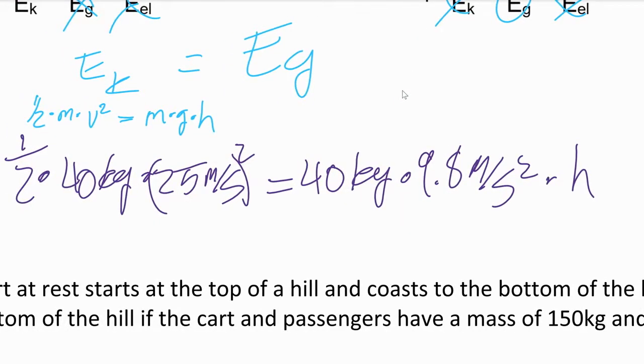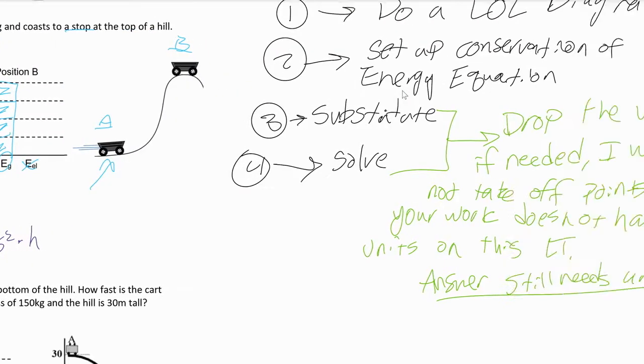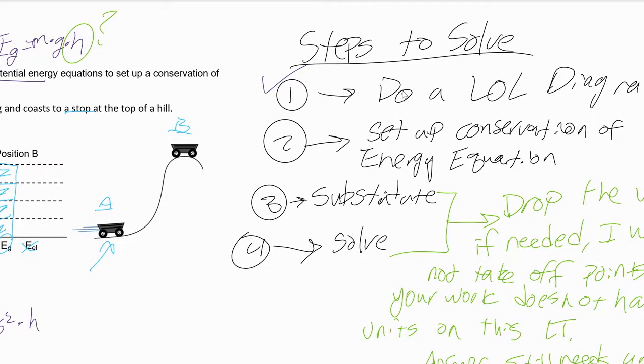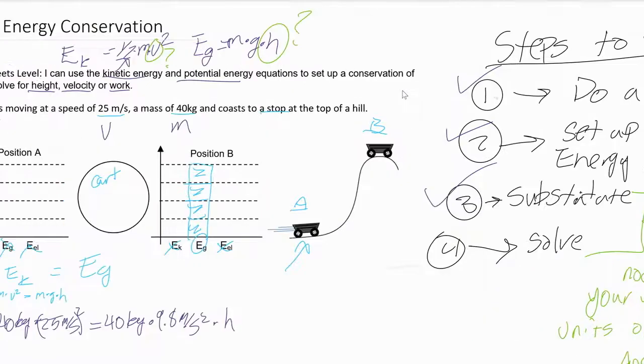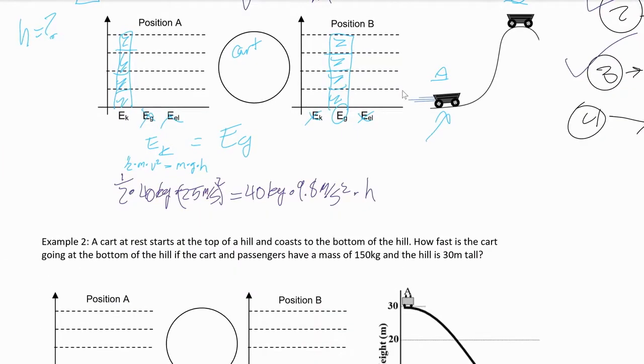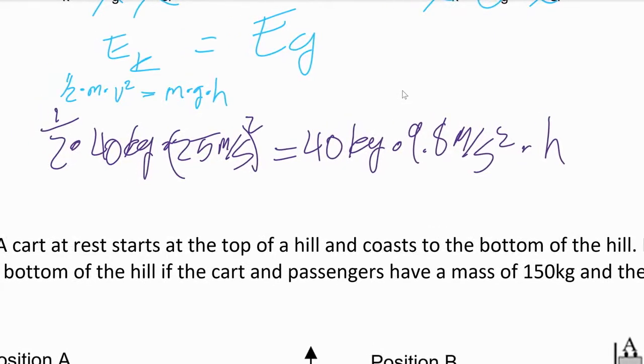Okay, so if you're following along with our checklist, we've now done the LOL diagram, and we just set up our equation. We've also substituted. Now we just have to solve this for h. Immediately this problem looks a little complex with all the units and all the different things going on. But if you drop the units, really what we have is 1/2 times 40 times 25 squared equals 40 times 9.8 times h. And we can simplify this pretty easily.